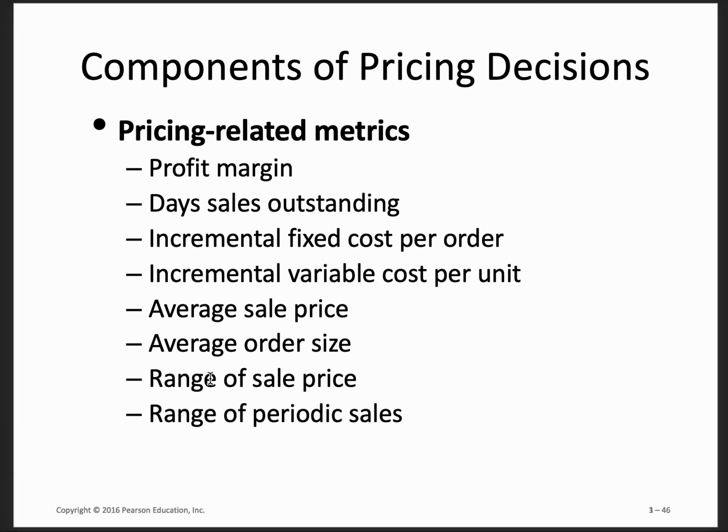So some of the important metrics are the profit margin, average sale price, average order size, range of periodic sales. These are all important metrics when you're looking at pricing decisions. Now, all the metrics that we talked about will either be financial metrics like we looked at, or productivity-based metrics. A lot of these are similar. Keep that in mind.